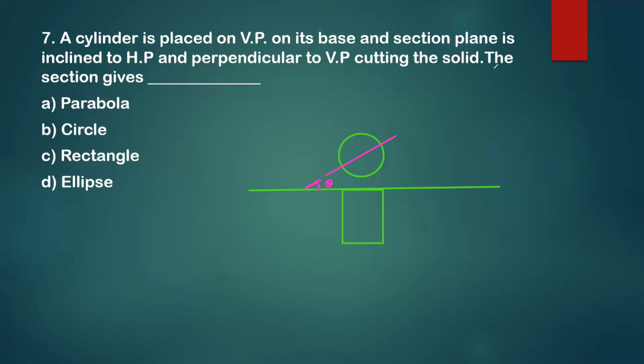Then whatever section portion is there, we'll show in the top view. You will see, whatever the top view is, we'll show its section portion, and you will see the section portion is not a rectangle, so that's not the answer. So C will be correct here.